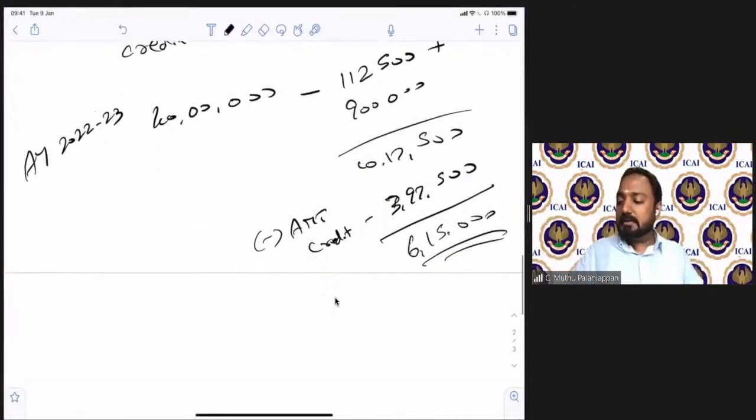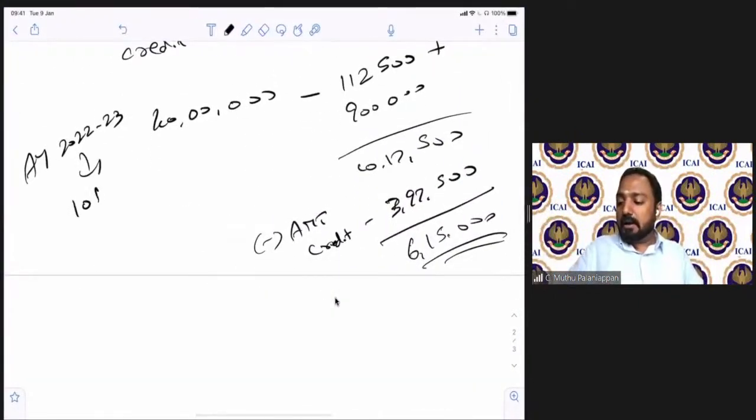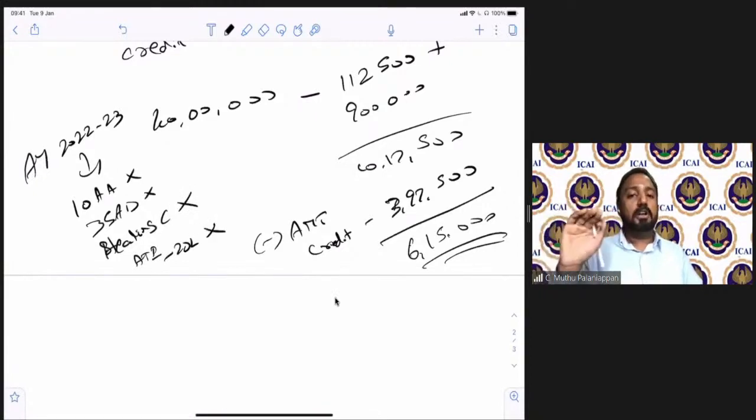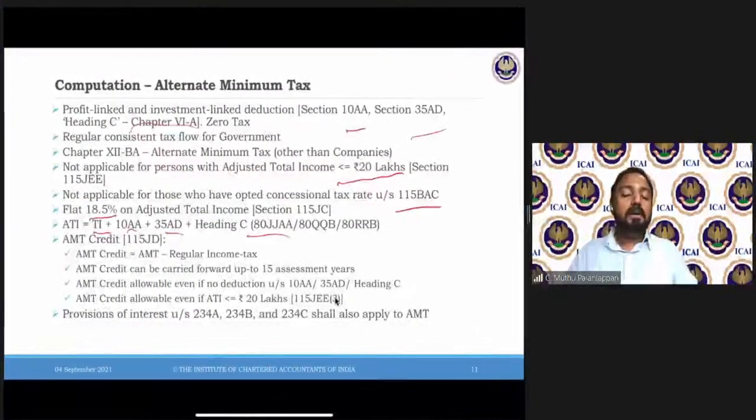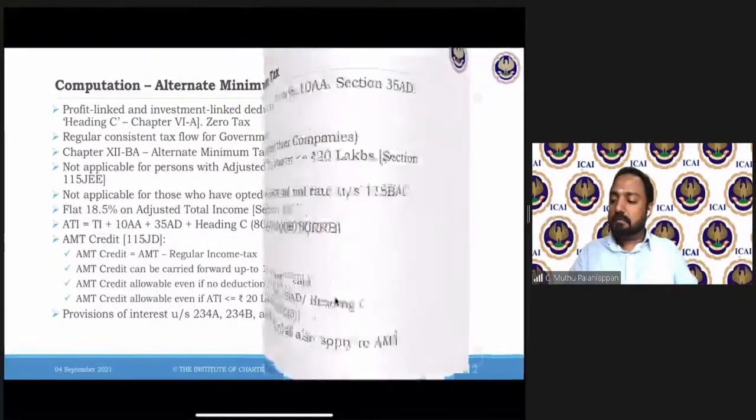So typically the point is in this year, I need not have 10AA, I need not have 35AD, I need not have heading C. I need not have adjusted total income of the limit of 20 lakhs. This is also not required. So there is no other condition to adjust your alternate minimum credit with your regular tax rate. So this is about your alternate minimum tax. And this provision is not applicable if you're actually following your optional rate of 115BAC. So that is about your provision.